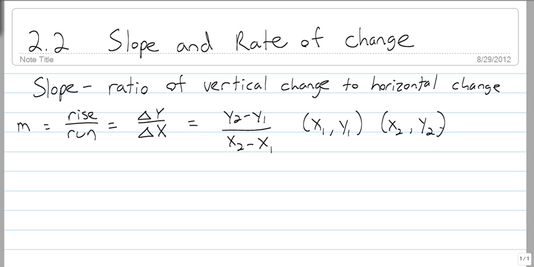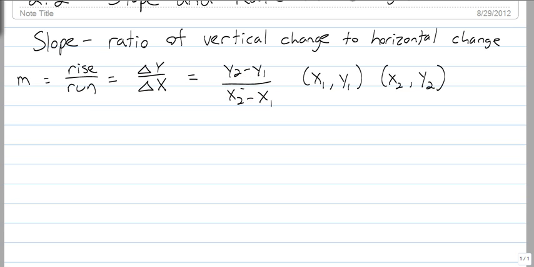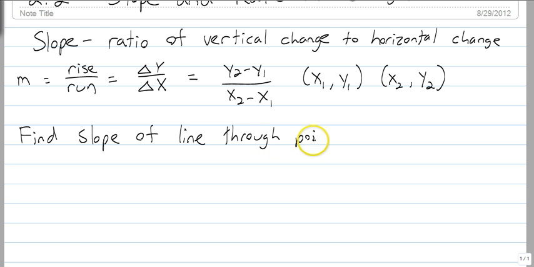So let's just do a quick example, because there are 2 ways I actually like to find the slope. This way, and then there's another way. It's basically the same thing. So we're going to find the slope of the line through the points -3, -2 and 5, -1. Alright, so 2 ways.